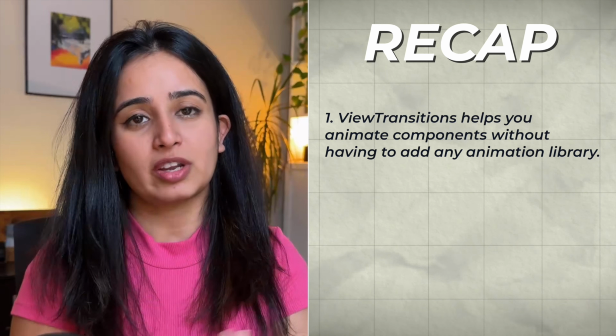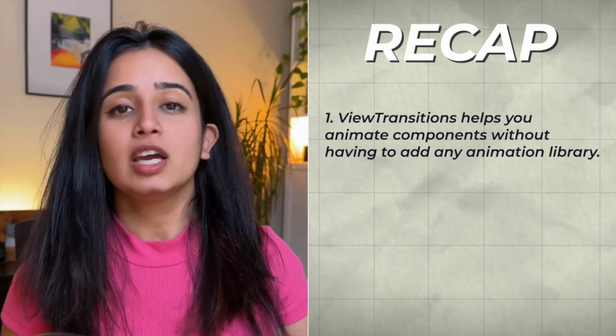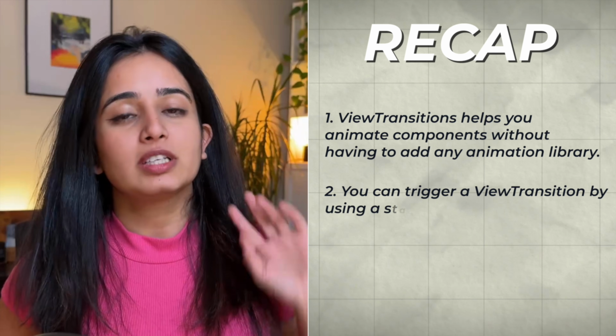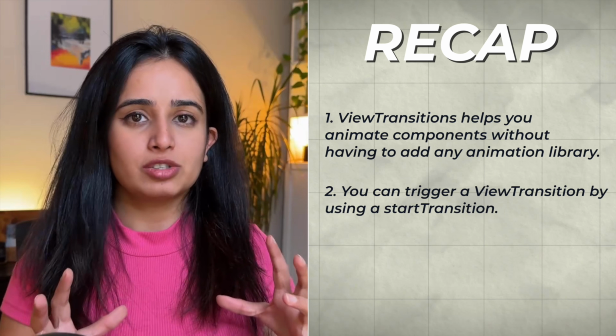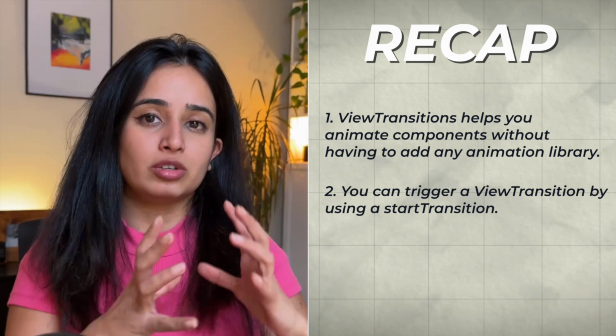So to recap, ViewTransition helps you animate components without having to add any animation library. It is part of React Experimental. You can trigger a view transition by using a start transition, and ViewTransition considers elements as sort of a group. So it animates them group by group as like a big image instead of element by element. I think combining it with Activity is where the magic happens. You can keep the state, and then when the user moves in and out, you can show them really cool animations of fading in, fading out, scaling up, and it can make for a really good UX.